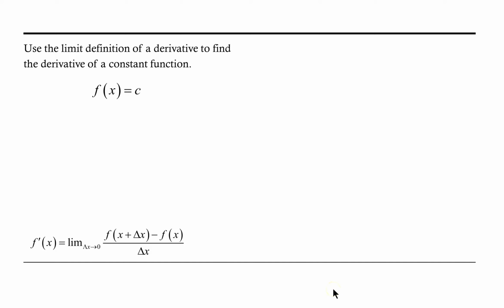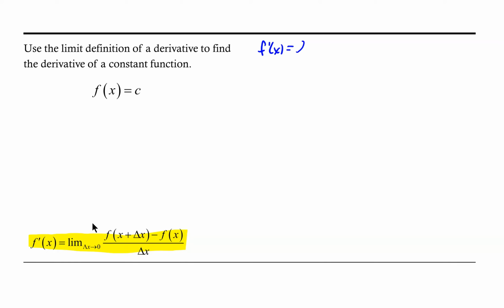Let's take a look at how we can use the limit definition of a derivative to find the derivative of a constant function. So we are going to assume that f of x is equal to some constant. Our limit definition of the derivative is here for our reference. So let's go ahead and get started.